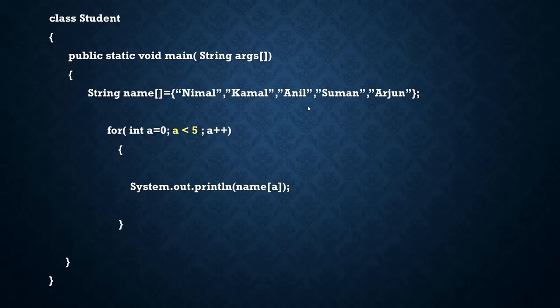Fine. Now there's a problem. Sometimes you don't know what the array size is. How are you going to get the array size? We have a method for that. That's simple: array name dot length. Here, the array name is name, so I can get the array length using name.length. And then you will get the output as Nimal, Kamal, Anil, Suman, and finally Arjun.